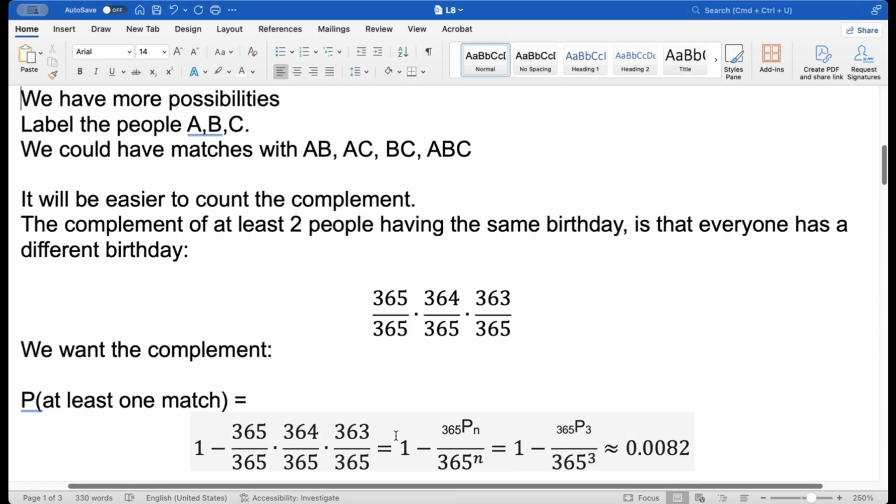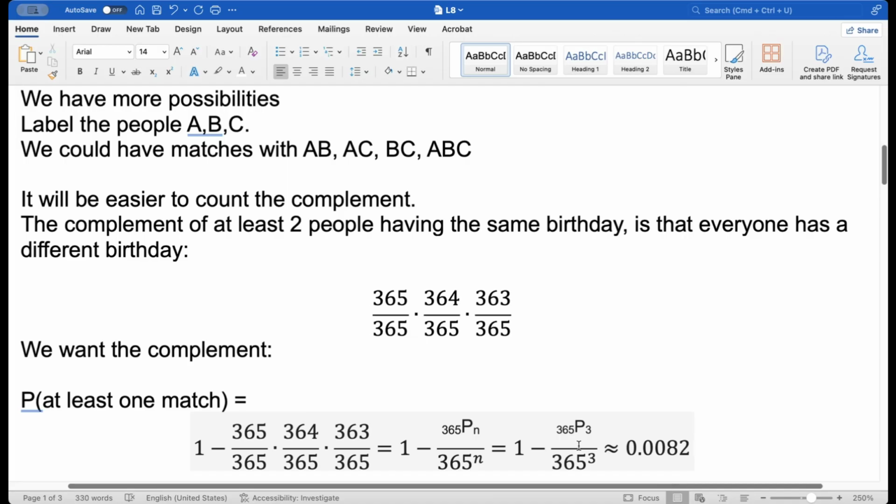Okay, so for n equals 3 here, we have 365 P3 upstairs. Downstairs, we have 365 cubed. So 1 minus this is about 0.0082. So it's a low probability when n is 3. It's a low chance, less than 1% chance that there's at least one match.